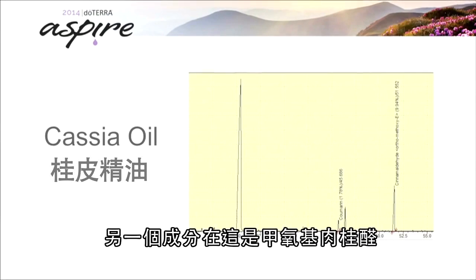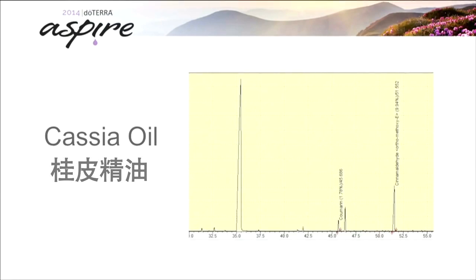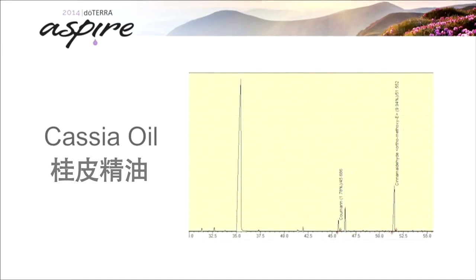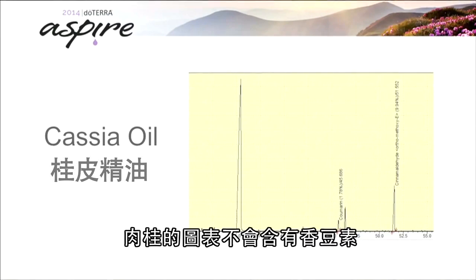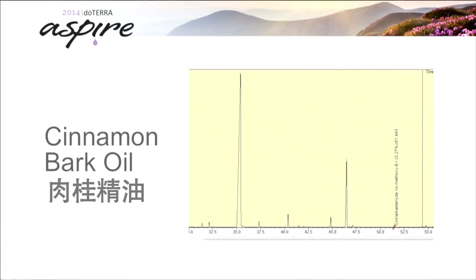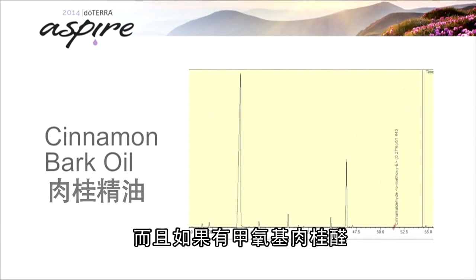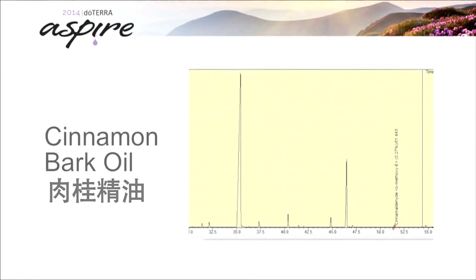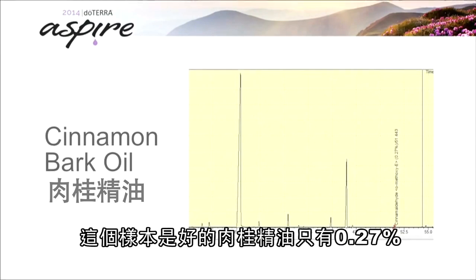The second component there is one called orthomethoxycinnamic aldehyde. You'll remember that one, right? Okay. But that component is typically in cassia at anywhere from, I'd say, 6 to 12%. If you look at cinnamon bark, you see there's no coumarin. And then if orthomethoxycinnamic aldehyde is present, it's only at a tiny fraction of a percent. Sometimes it's not there at all. In this case, this is a good cinnamon bark. It's only there at 0.27%.